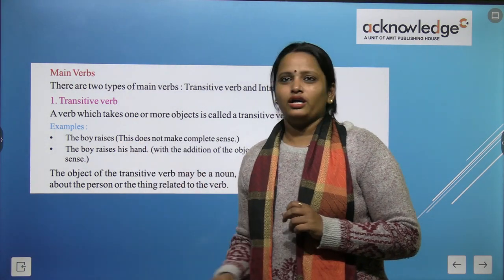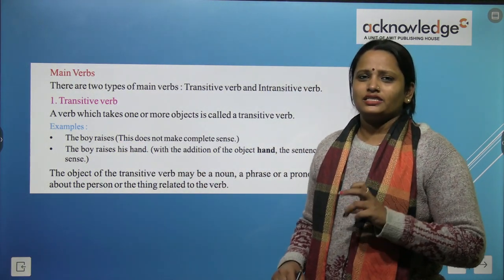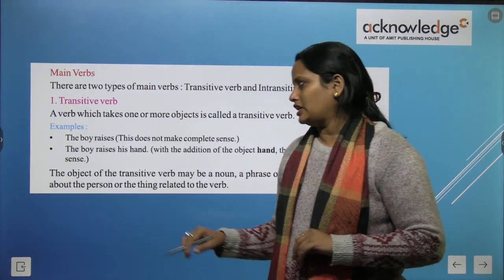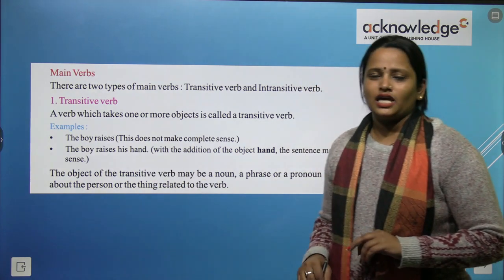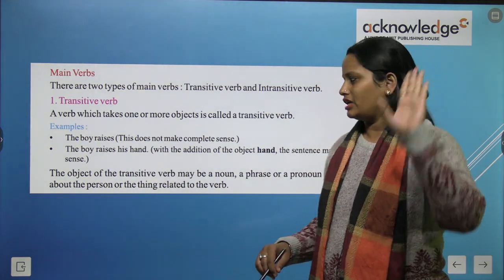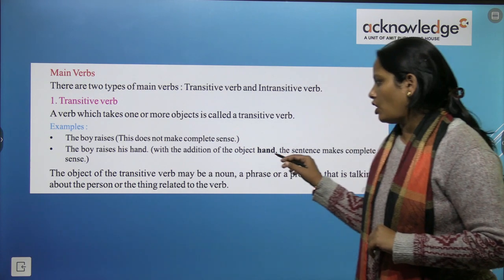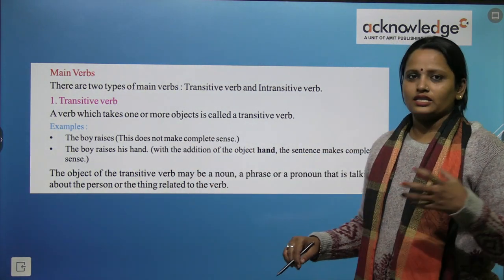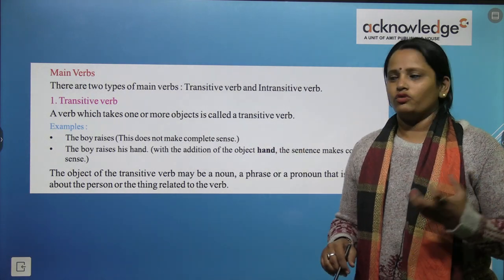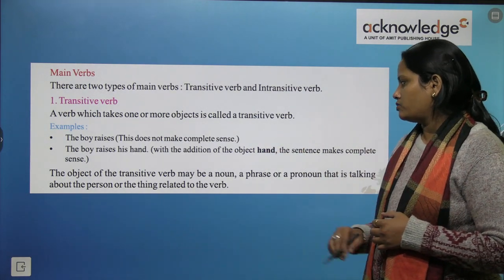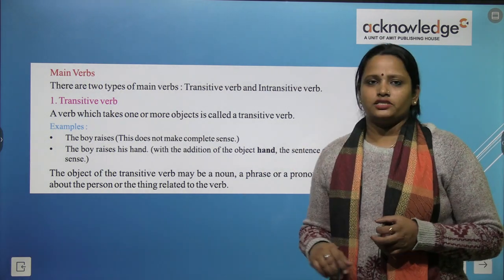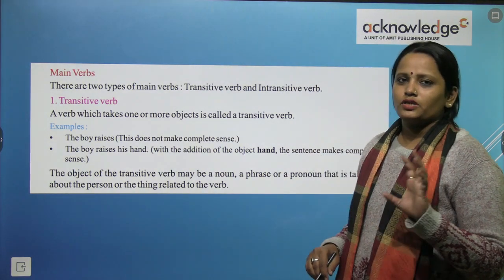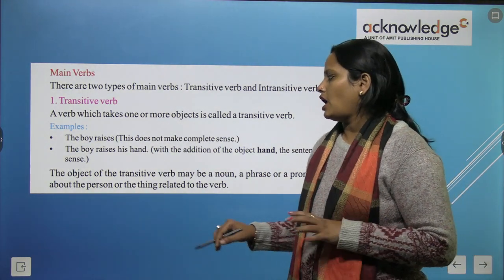For example, the boy raises. Boy ने raise किया. क्या raise किया? कोई आंसर नहीं आ रहा है. So this is incomplete. The boy raises his hand. अब यहाँ पे पता चला boy ने अपना hand raise किया है. So with the addition of the object hand. So यहाँ पे hand क्या है? Object का काम कर रहा है. Boy क्या है? Subject है. और raise करना क्या है? Verb है. So here hand is the object. The sentence makes complete sense. So यहाँ पे जब हमने hand लिखा, so हमें इस sentence का complete meaning समझ में आ गया.